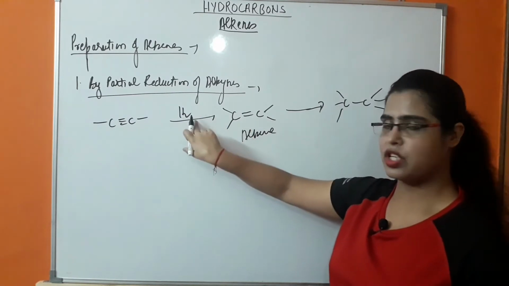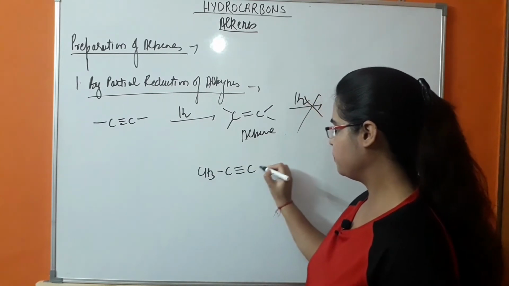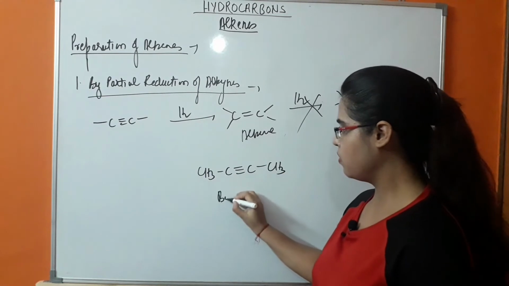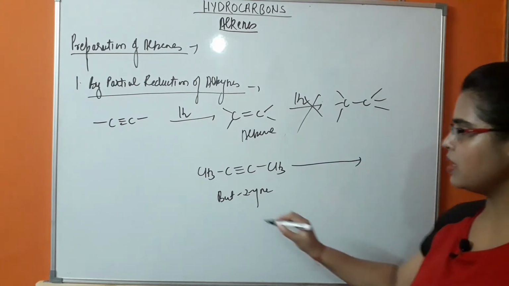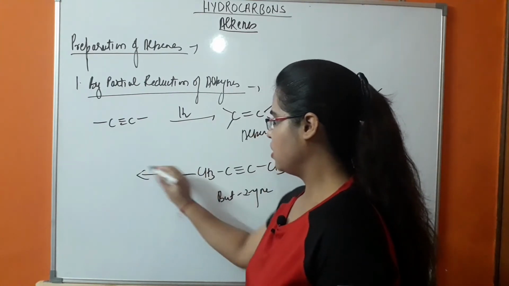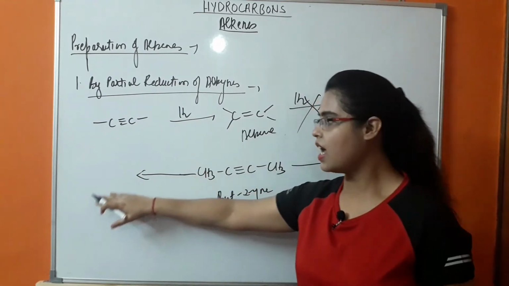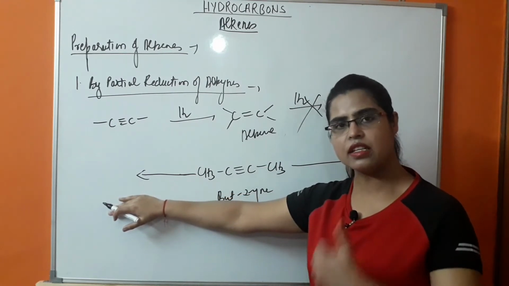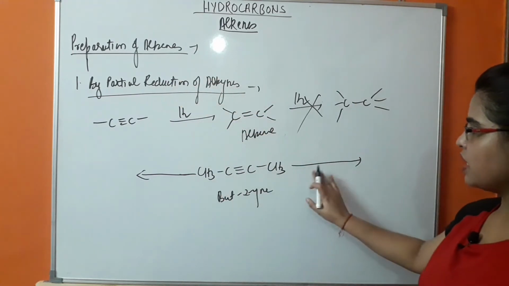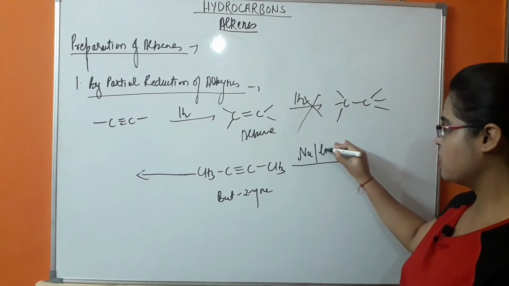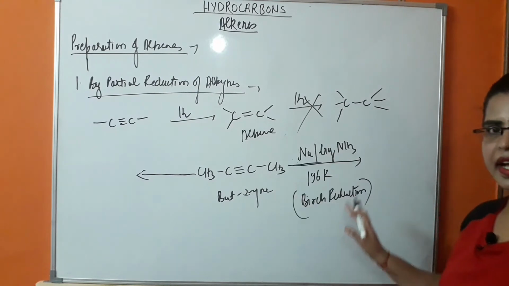In such a way hydrogenation will be done. For example, in this case, if we take but-2-yne, and the reaction is done in different reaction conditions, then what will happen? Different products will be obtained. Okay, and the reaction will stop at the alkene stage because we are doing the preparation of alkenes. So what will happen? If we take in this case sodium in the presence of liquid ammonia and the temperature is 196 Kelvin, this is known as Birch reduction.